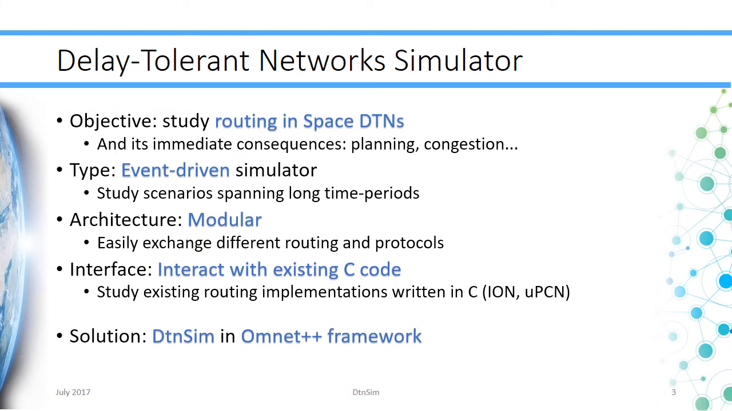So in order to study delay tolerant networks in space, we propose to develop a simulator whose objective is to study routing in space DTN. Not only that, but also its immediate consequences such as planning and congestion. In particular, since topology can be predictable and it can be encoded and used by the routing solution, planning becomes a particular aspect of space DTN.